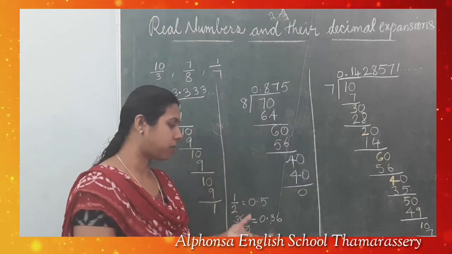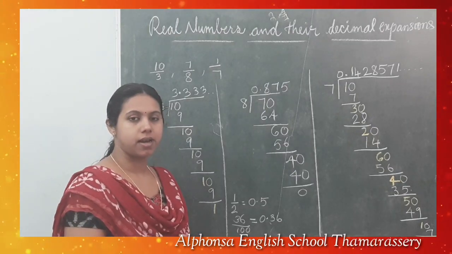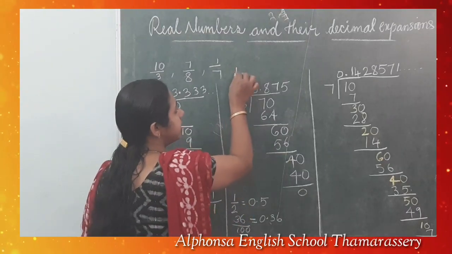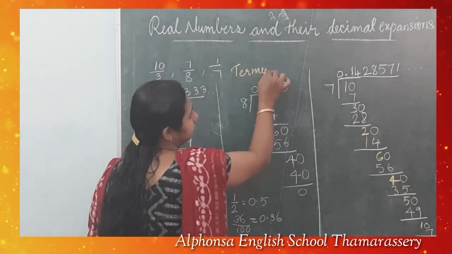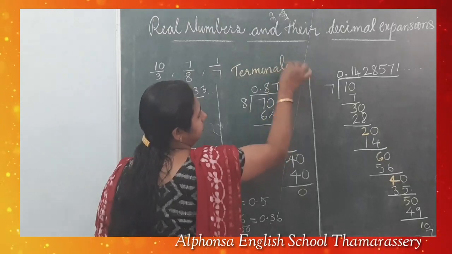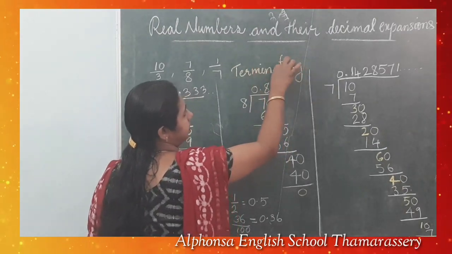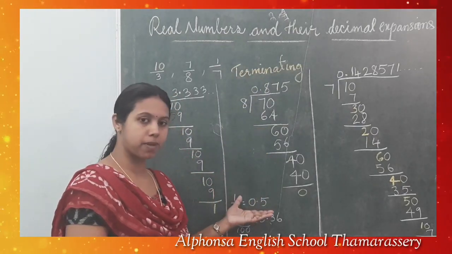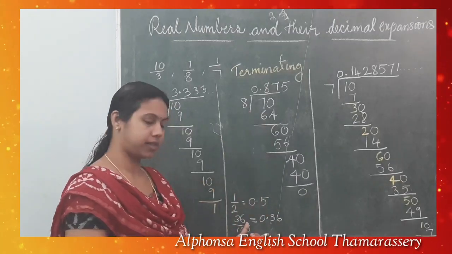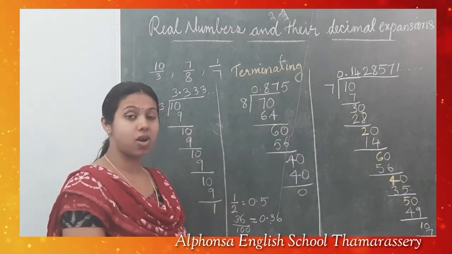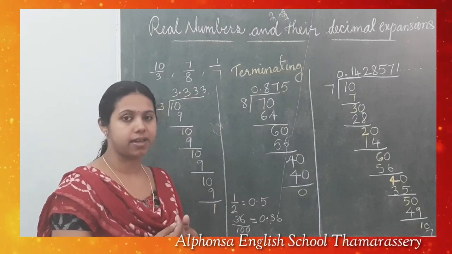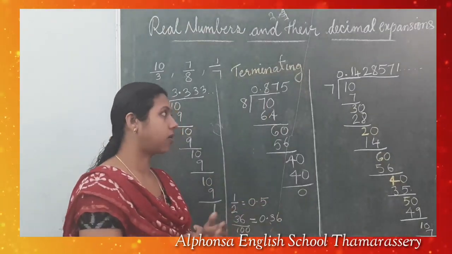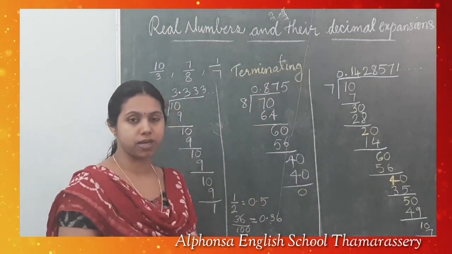So such decimal expansions are called terminating decimal expansions. The decimal expansions of these numbers are terminating, or end. Terminate means ends after a certain number of steps. So such numbers are called terminating decimal expansions.